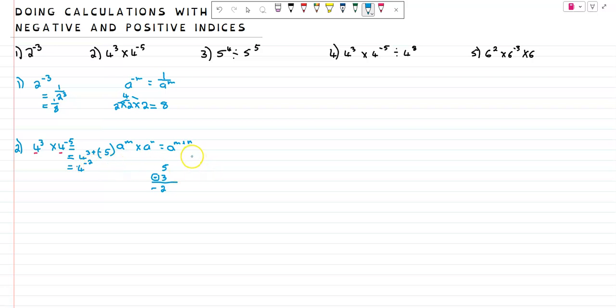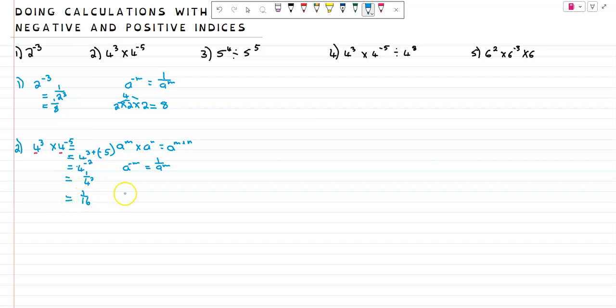Our next rule that we need to use is a to the power of negative m equals 1 over a to the power of m. So it equals 1 over 4 to the power of 2, which is also equal to 1 over 8. Because, no, sorry, not 8.